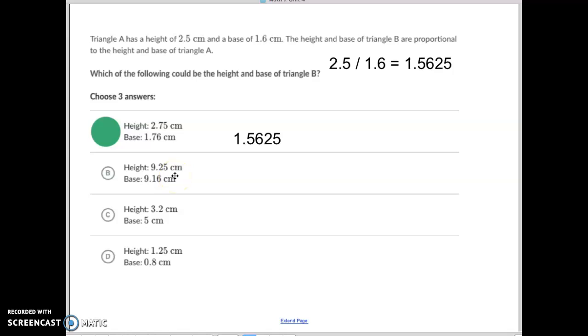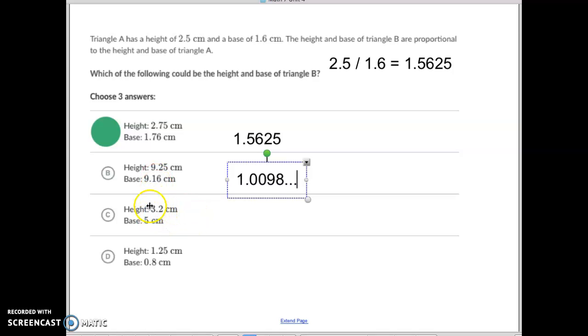When I took 9.25, in fact, I'll do this right now. 9.25 divided by 9.16, that one came out to be 1.0098... just a bunch of numbers. That doesn't work.